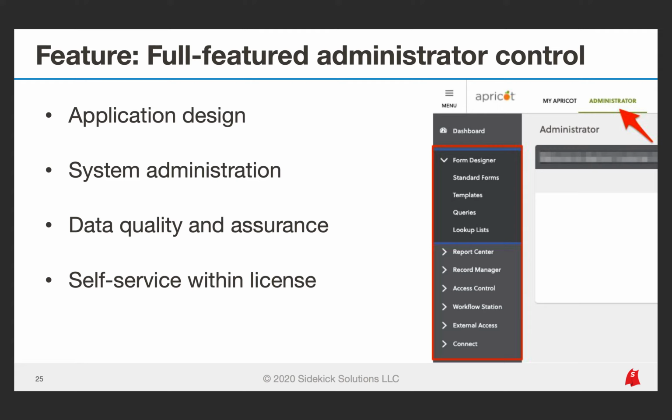You have the ability to design the application with a form designer, a report designer. You have business intelligence tools. You have data quality and assurance management tools. You have permissions and access requirements. You have the ability to import and export your data. You can design workflows and use web-deployed tools like the Connect portal and web forms. You can update your data. You can add and remove users. True to its name, Apricot is a 360-degree business application that can be configured to your unique use case.